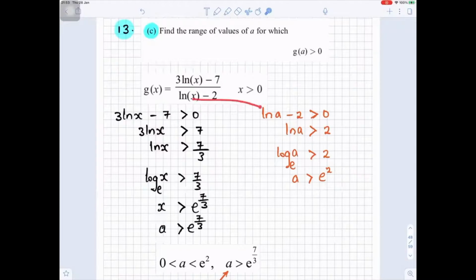And if we do the same for the denominator, ln a minus 2 is greater than 0. We've just replaced the x with a. So minus 2 goes to the right, it becomes plus 2. So log a to the base e equals 2. So e to the power 2, or e squared, a is greater than e squared. So what you have is a between 0 and e squared, and a is greater than e to the 7 over 3. So those are the range of values.